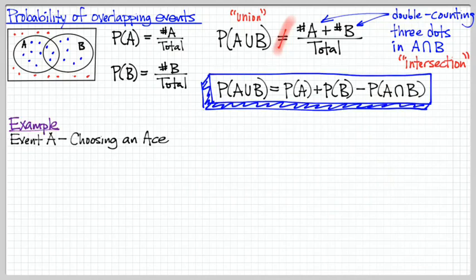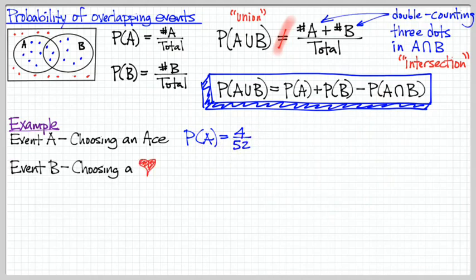And that's the key thing here. So let's look at an example. Again, let's take choosing an ace. As before, the probability of choosing an ace is 4 over 52. Let's call event B choosing a heart. And in this case, the probability of event B is 13 hearts divided by 52 cards.